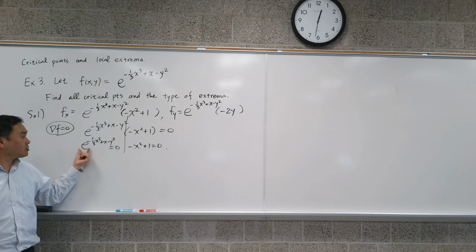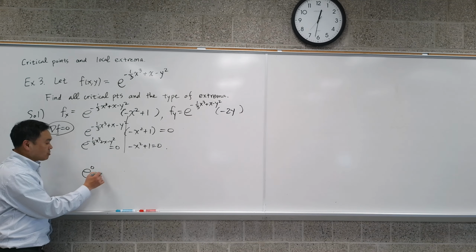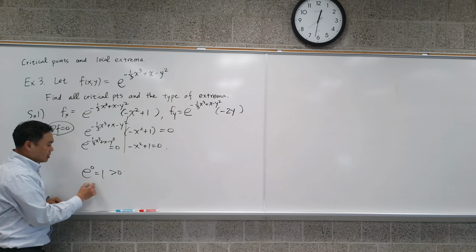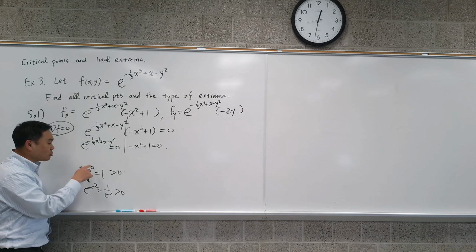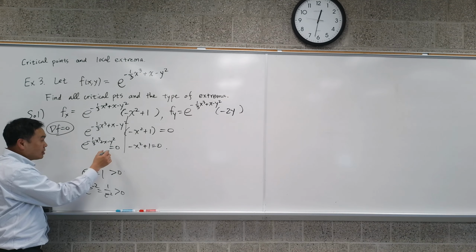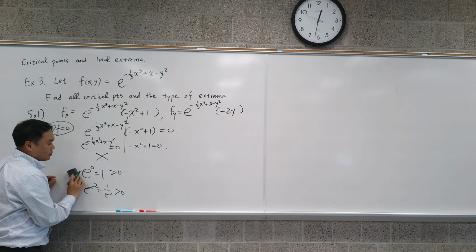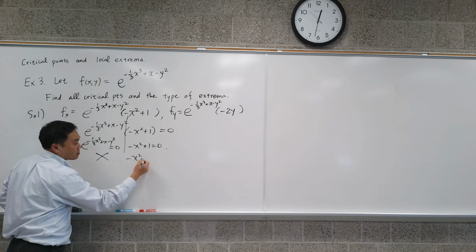But can exponential functions be 0? The value of the exponential function is always positive, right? Whether you do e to the 0th power, which is 1, that's positive. E to the negative 2, that's 1 over e squared, which is also positive. It's always positive. No matter what number you plug into the exponential function, it's always positive. So this never happens.